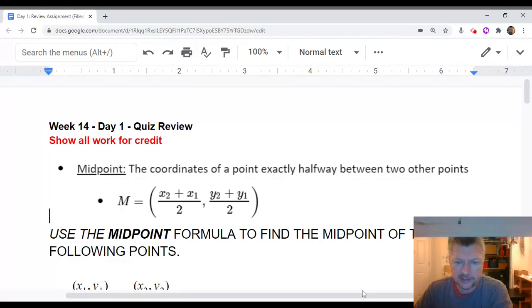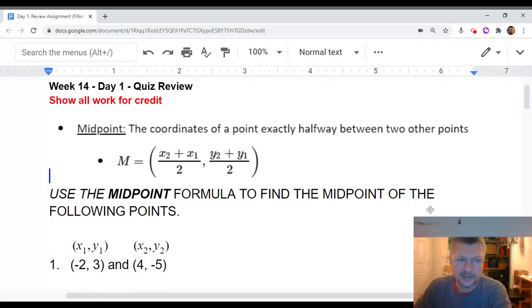All right, so clean this up here. All right, so now, first thing is midpoint. We're going to have a quiz on this week too. So this is the review.